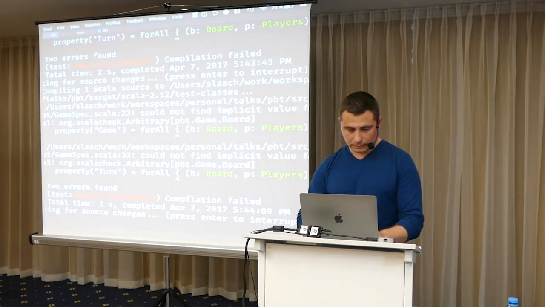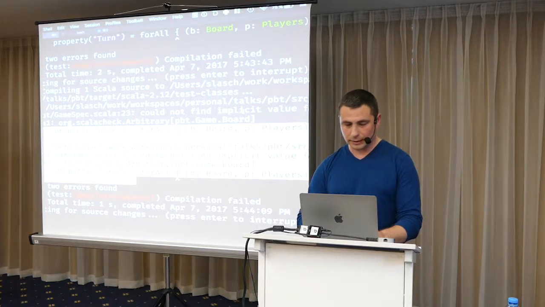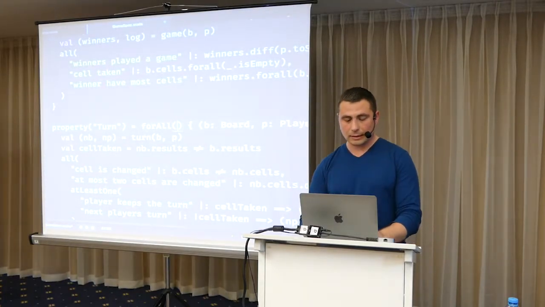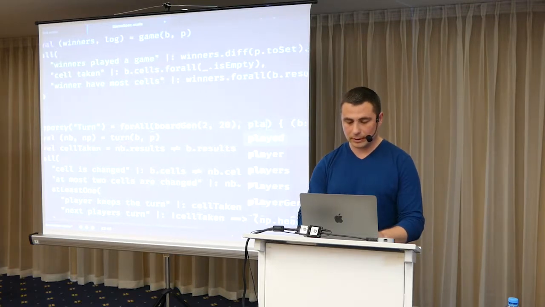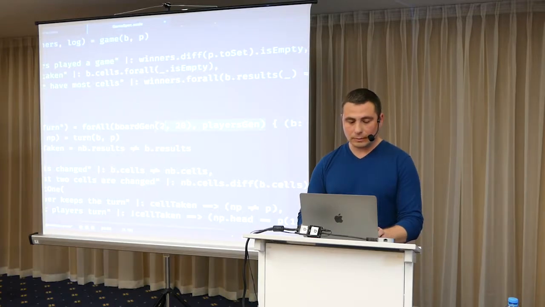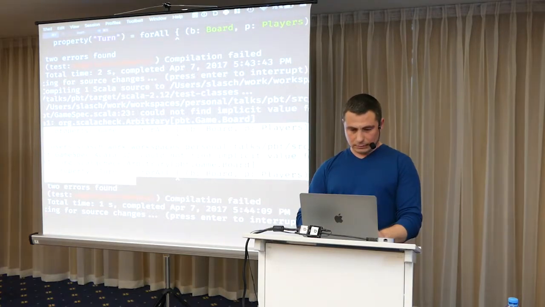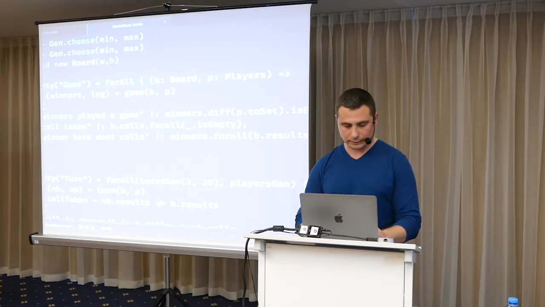And yeah, now all of those properties, both of them, they say cannot find implicit value. We defined our generators, but we are still not using them. So there are two ways. We can use them explicitly like that: board gen for boards from 2 to 20, and then players gen. Or we could use them implicitly by defining an arbitrary value like that, this arbitrary, but I won't do this just because we don't have enough time for that.